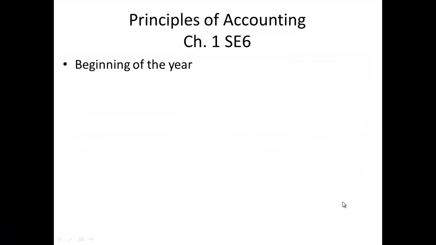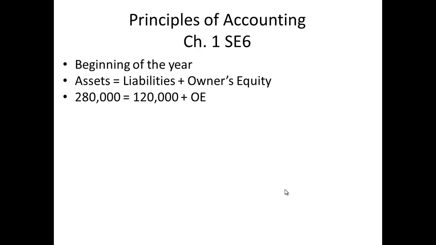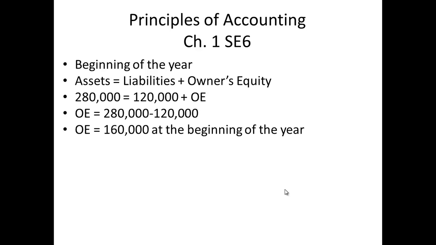So at the beginning of the year, this is what we have. We have our accounting equation, assets equal liabilities plus owner's equity, and our assets are $280,000, our liabilities are $120,000. So if we use the equation and solve for owner's equity, we end up with $160,000 of owner's equity at the beginning of the year.